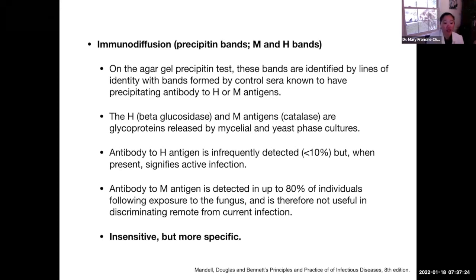Antibody to H antigen is very infrequently detected, less than 10% of the time, but when that is positive, then that signifies active infection. Antibody to your M antigen, though, is detected in up to 80% of individuals following exposure to the fungus, and therefore really not very useful in discriminating remote from current or active infection. So comparing immunodiffusion to your complement fixation, your immunodiffusion is specific, but really not sensitive.